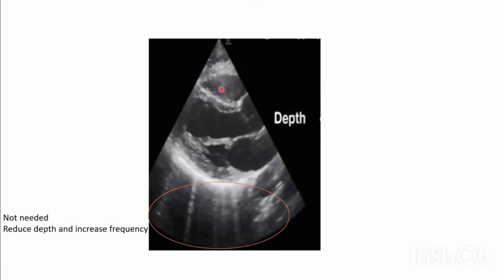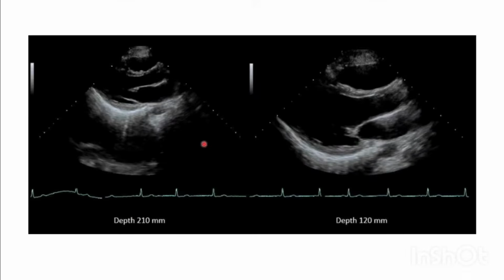Now coming to the sector depth. Whenever you put a probe, if there is unwanted space after the heart, this much depth is not required. So you better reduce the depth and increase the frequency. When we reduce the depth, it becomes more clear. So this is a static image showing an unwanted depth. 210 depth is not required. This is the optimal depth.